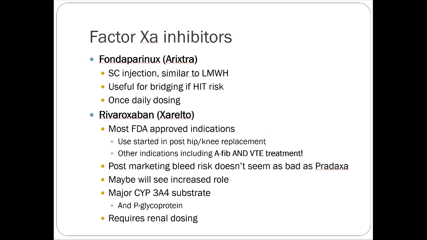Factor Xa inhibitors, fondaparinux, rivaroxaban. Fondaparinux is injectable. It's similar to low molecular weight heparin as far as its presentation goes. This is the product that's really only used if you have a HIT risk or a pork intolerance issue or something, or you just refuse to take pork for religious reasons or whatnot. That might be a product you would give somebody. Otherwise, it's kind of expensive, and we don't really use it outside of those particular indications.